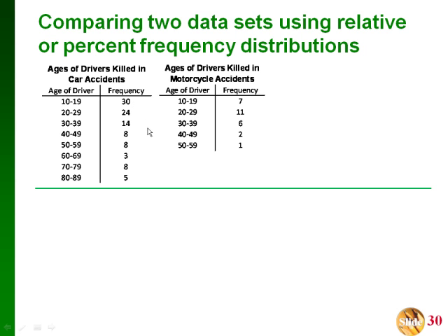Okay, here's an example of comparing 2 data sets by using relative or percent frequency distributions. Notice we have these 2 frequency distributions. One is ages of drivers killed in car accidents. The other is ages of drivers killed in motorcycle accidents. And obviously there weren't as many drivers killed in motorcycle accidents in this particular study. So it's hard to tell from looking at these 2 data sets how they really compare. The totals are so much different.